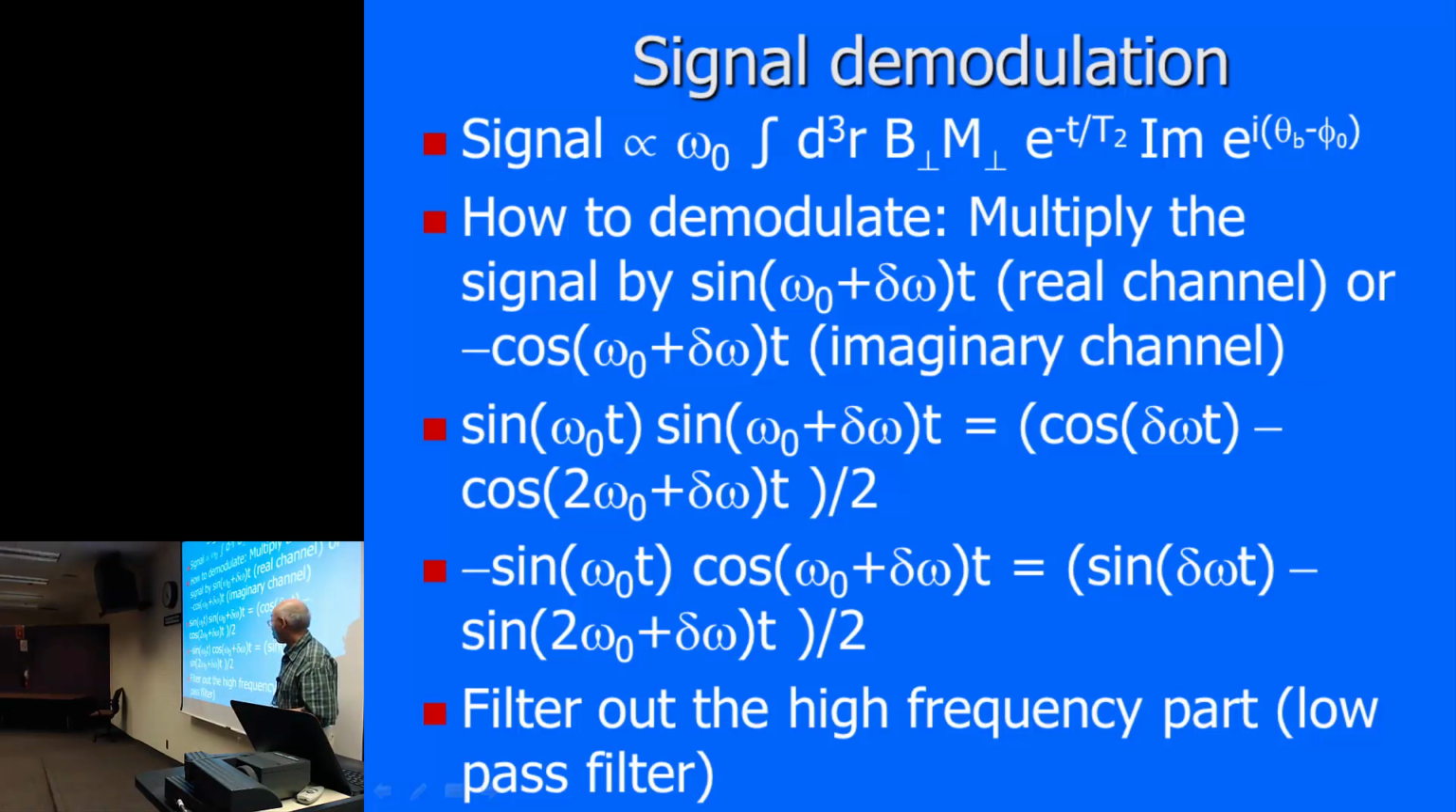Now the next thing is you say, okay, I have these two things, and then I want to filter out the high frequency component, meaning that I want to apply a low pass filter. Basically the point is just to get rid of this signal at the high frequency component here, you just filter that out. You get rid of those two, and then you are just left with this cosine delta omega t, and the other one will be sine delta omega t.